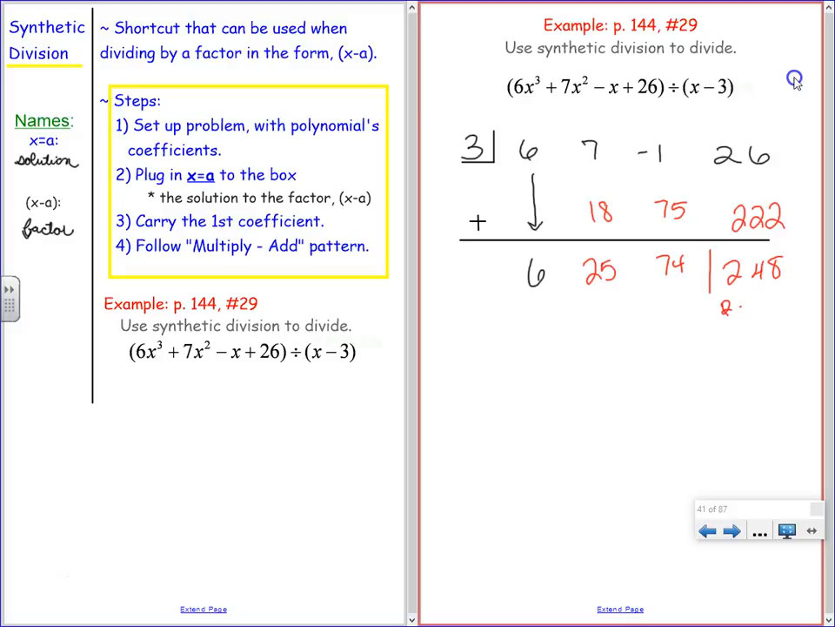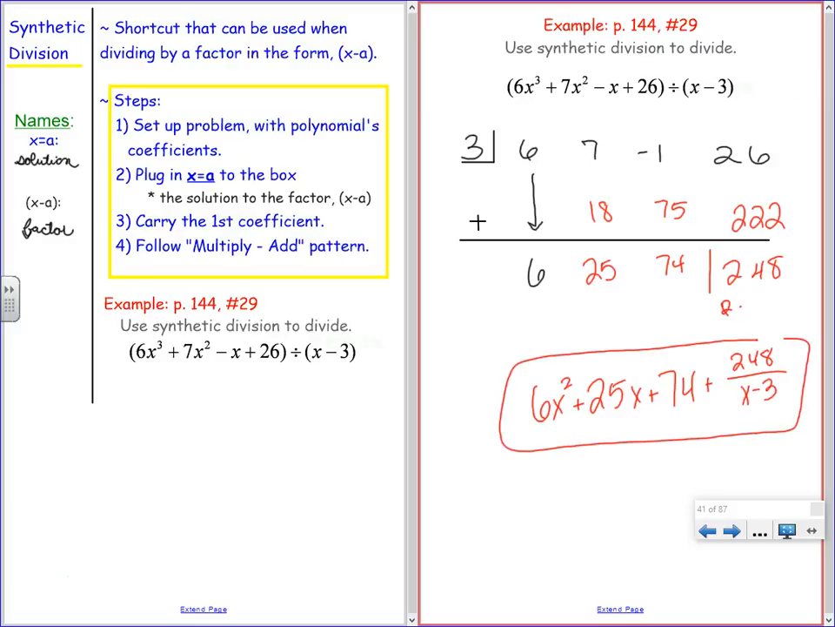Good. So how would I write this as an answer in the proper way, using that algorithm? 6x squared plus 25x plus 74 plus 248 over x minus 3. Does that make sense? Yes, ma'am.